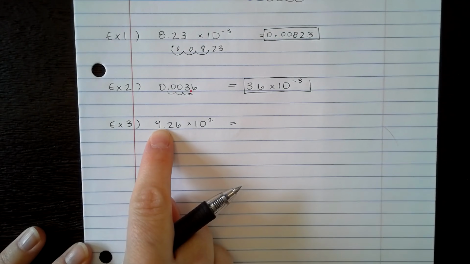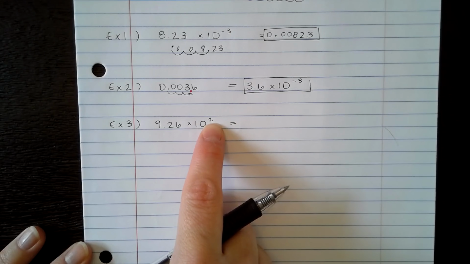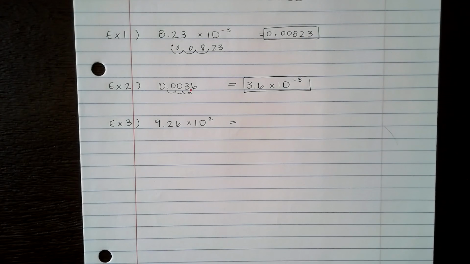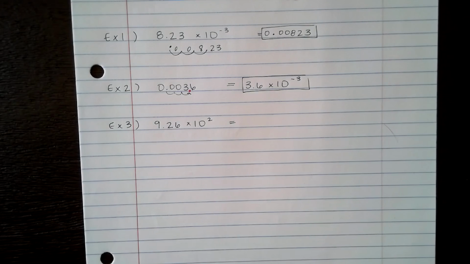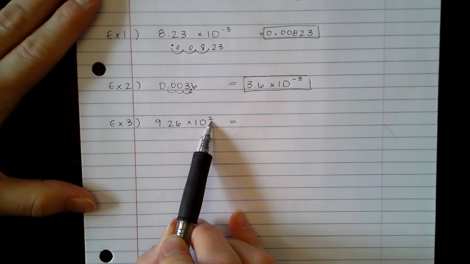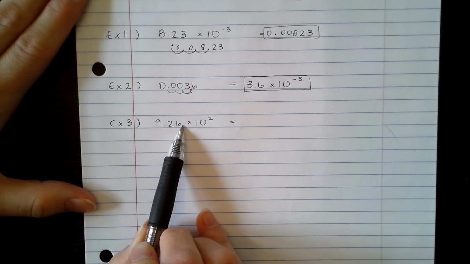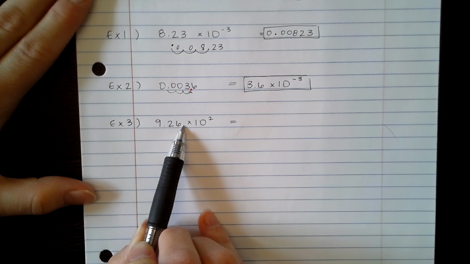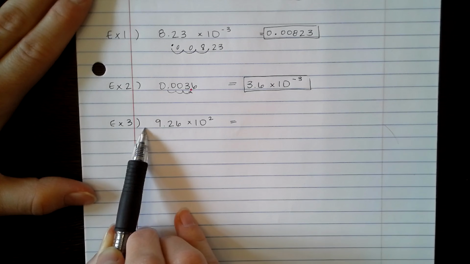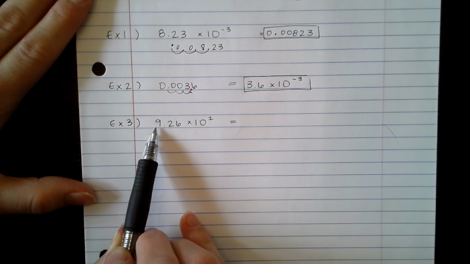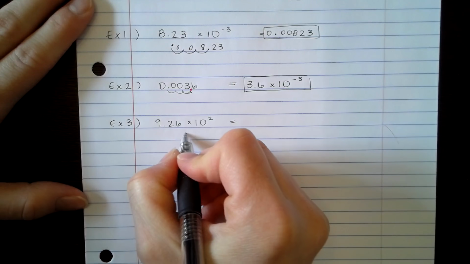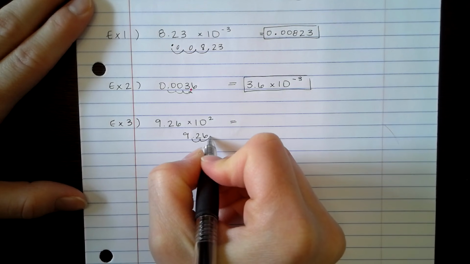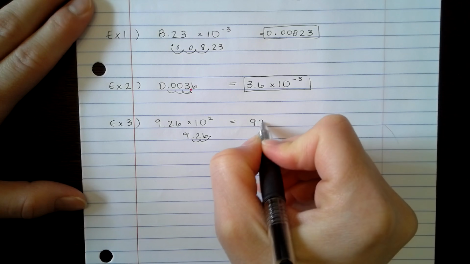Firstly, the decimal is currently here, and I need to move my decimal 2 places. Now, because it's a positive 2, I want my number to be bigger than it would be for a negative 2. I can either move it to the left or I can move it to the right. Because I want a bigger number, if I move it to the right, I get 926. Whereas if I move it to the left, I get 0.0926, and that's not great. That's smaller, and I want the bigger number of the 2 possible answers. So 9.26, move it over twice, and my new number is 926.